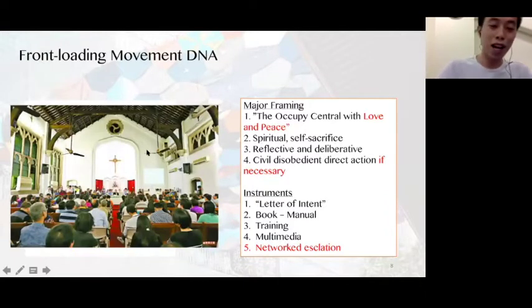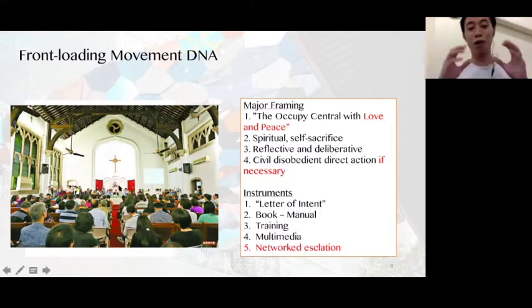So a lot of the time, when the Occupying Central movement had a press conference, they would organize it in a church. Which is more spiritual, more religious, and it makes people feel like, oh, they are peaceful. They're peace lovers.